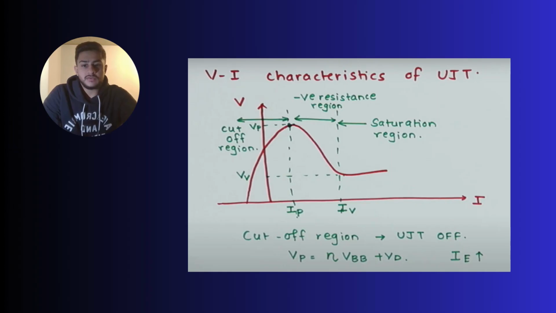Also, the region where the value of the voltage decreases is called the negative resistance region, since as voltage decreases from V peak to V valley, current increases from I peak to I valley, in an opposite manner. Lastly, the next region is the saturation region, where the emitter voltage remains approximately constant, however, current keeps increasing.